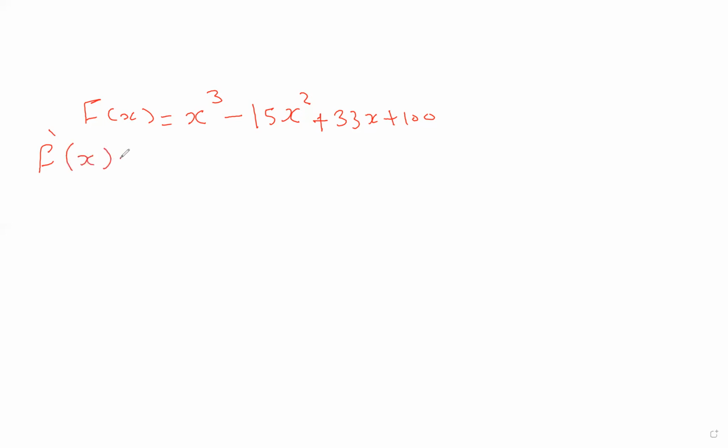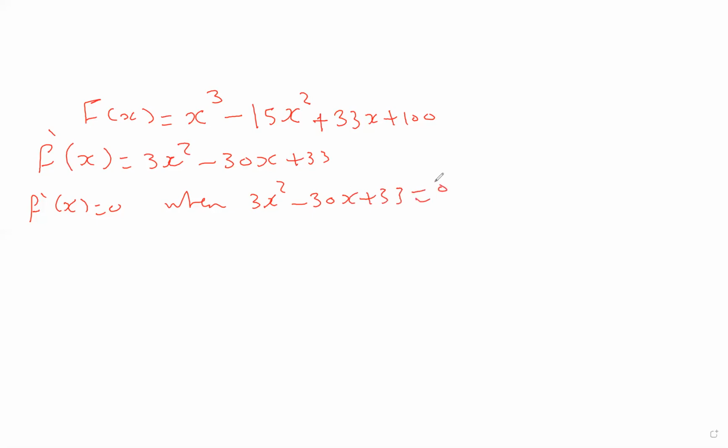Find f dash of x, which is 3x power of 2 minus 30x plus 33. Make it equal 0 to find the maximum or minimum. So f dash of x equals 0 when 3x squared minus 30x plus 33 equals 0. Divide by 3, it will be x squared minus 10x plus 11 equals 0. So factorize it, x minus 1 and x minus 11, to get the critical numbers. x equals 1 is a critical number, and x equals 11 is also a critical number.